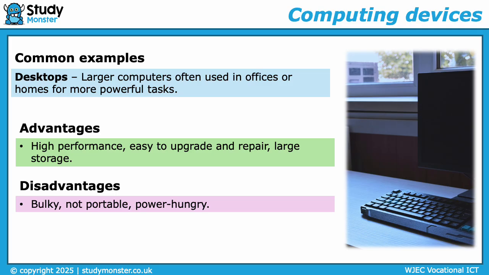When it comes to some desktop computers, you can get all-in-one computers where everything's in the back of the monitor. They're a little bit more fiddly when it comes to upgrading, but in simple terms, a standard desktop computer is easy to upgrade, has large storage, as storage has become a lot cheaper, and we'll talk about storage in another video, and high performance. Disadvantages though: they're bulky, they're not portable, they're not designed to be picked up and carried around from one room to another.